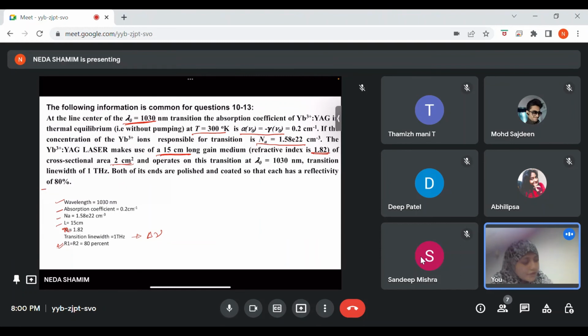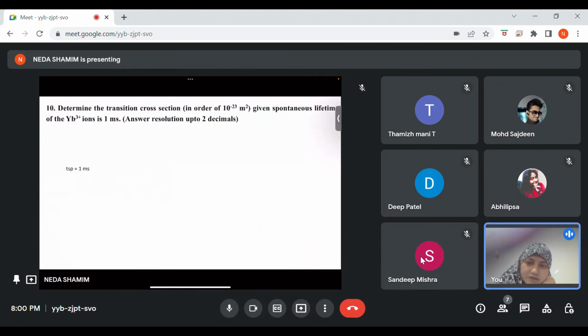Okay, my question is, determine the transition cross section given the spontaneous lifetime. What is the transition cross section? There's a formula for that: the transition cross section at a certain frequency is inversely proportional to T spontaneous, directly proportional to lambda squared, and to the line shape g of nu. And this line shape is inversely proportional to the transition width. Okay, and I hope you remember all these things.